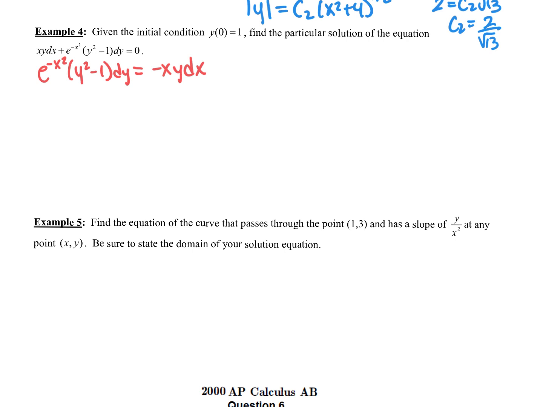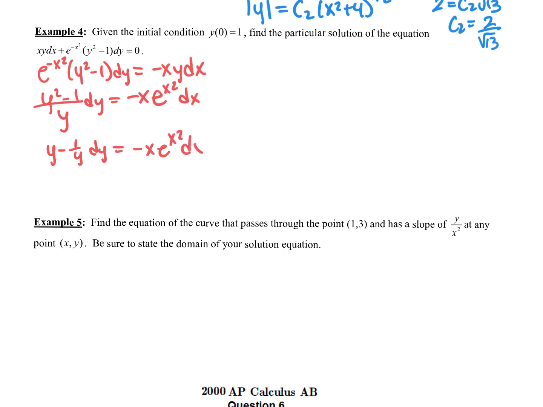All right, so you should have y squared minus 1 over y dy is equal to negative x. And then we'll divide by e to the negative x squared, but since it's negative, I can make it positive and just bring it up to the top, right? So it'll be e to the x squared dx. So I divided by it, but it was negative, so then I just brought it up to the top. And then this will simplify even more too, because this will just be y minus 1 over y dy is equal to negative x e to the x squared dx.